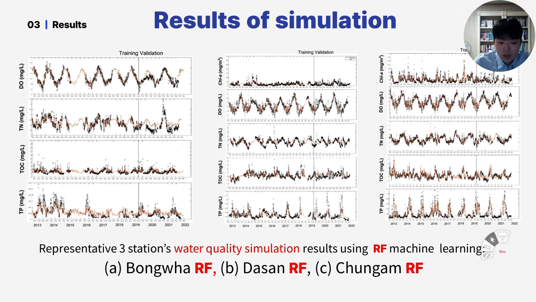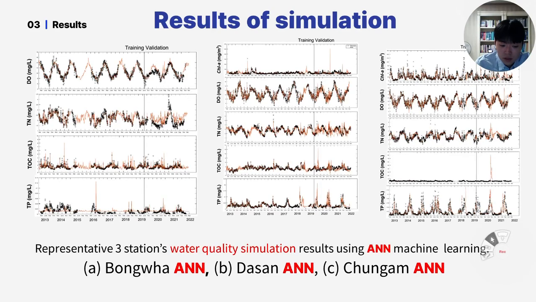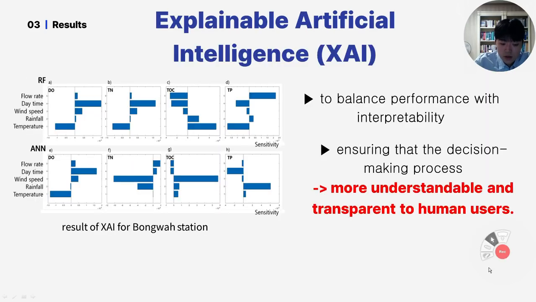Okay, now let's turn to the results. We demonstrated water quality simulation for 3 representative stations through machine learning. The graph on this page indicates the result of water quality using the RF model. And the graph here indicates the result of water quality using the ANN model. Additionally, this graph here shows the result of XAI for Bonghwa Station.